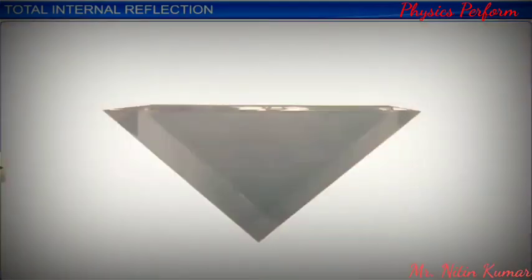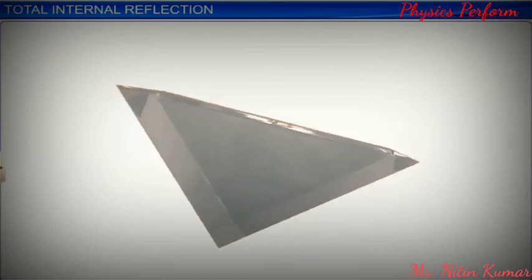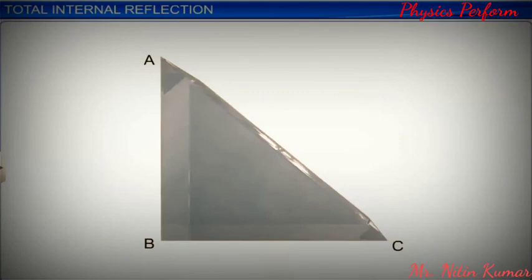Total internal reflection is made use of in some technological applications also. In many optical instruments, prisms are used to deflect and redirect the light without loss of intensity. Right-angled prisms are most commonly used for such applications. A right-angled prism, whose critical angle is less than 45 degrees, can be used to deflect light at a right angle.